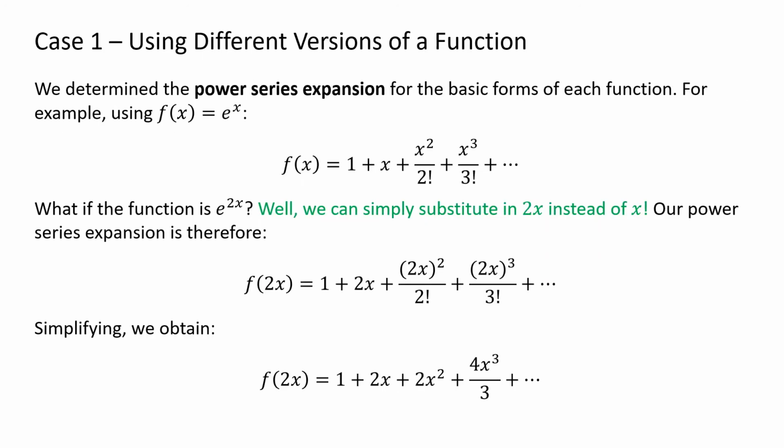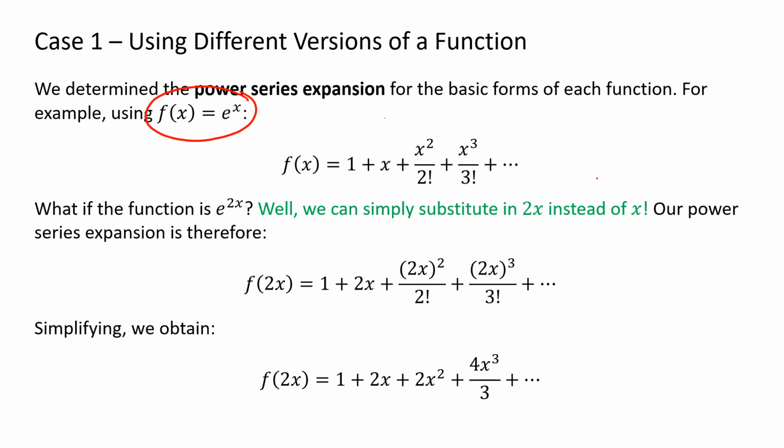The first case is using a different version of the function. So remember, let's look at e to the x. Well, our function f at x was e to the x. And our expansion turned out to be 1 plus x plus x squared over 2 factorial plus x cubed over 3 factorial, on and on and on. If you kept going, you'd have x to the 4 over 4 factorial, x to the 5 over 5 factorial, etc.